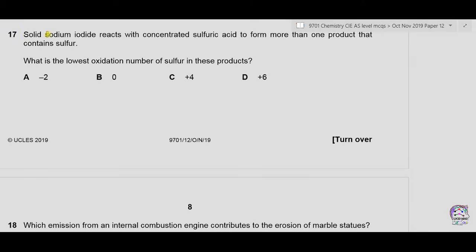Question 17. Solid sodium iodide reacts with concentrated sulfuric acid to form more than one product that contains sulfur. What is the lowest oxidation number of sulfur in these products? Now sodium iodide reacts with sulfuric acid in a series of chemical reactions. We can write them like this. Sodium iodide with sulfuric acid, it will first form sodium hydrogen sulfate along with hydrogen iodide gas.